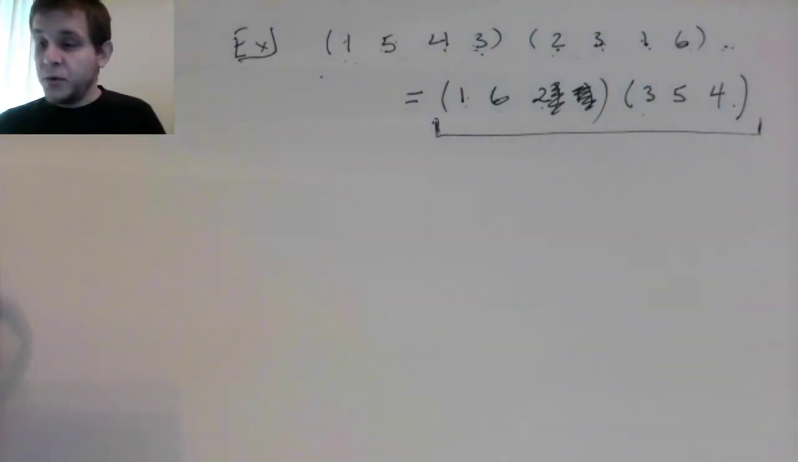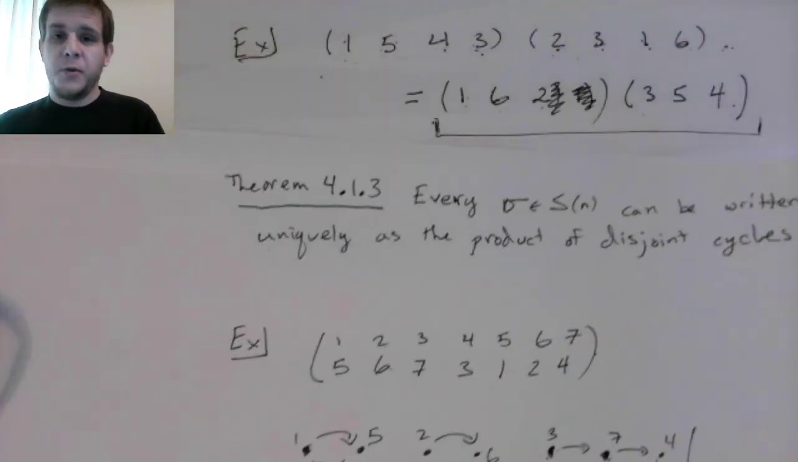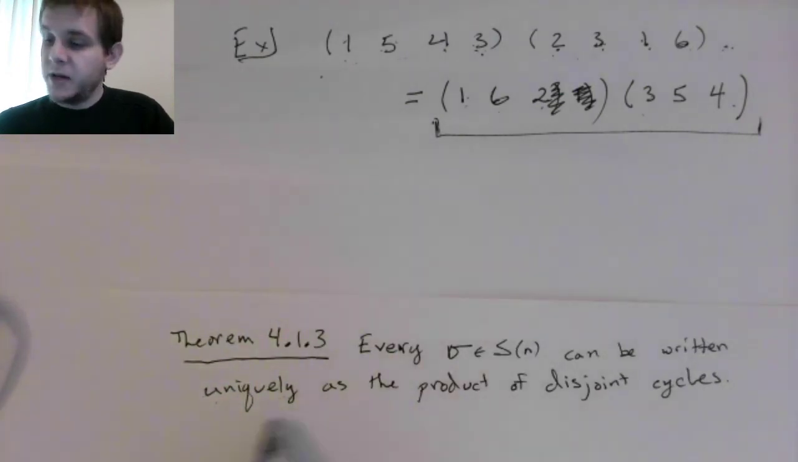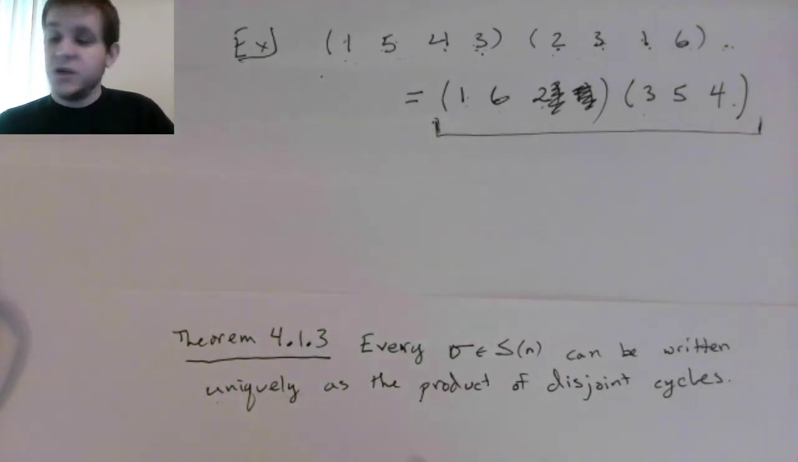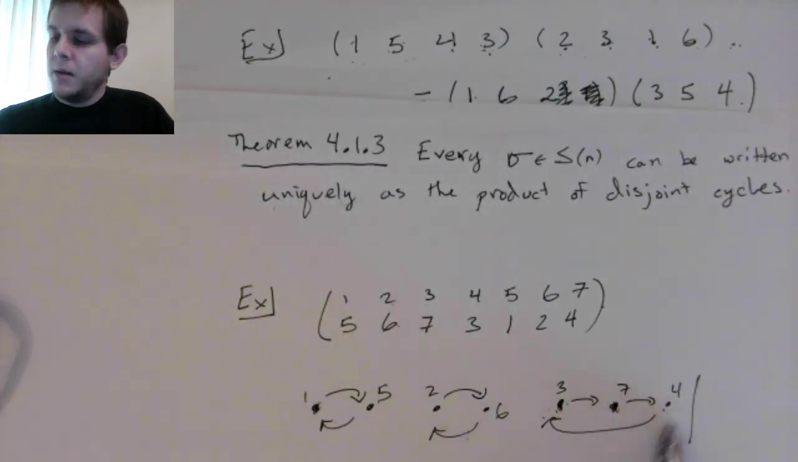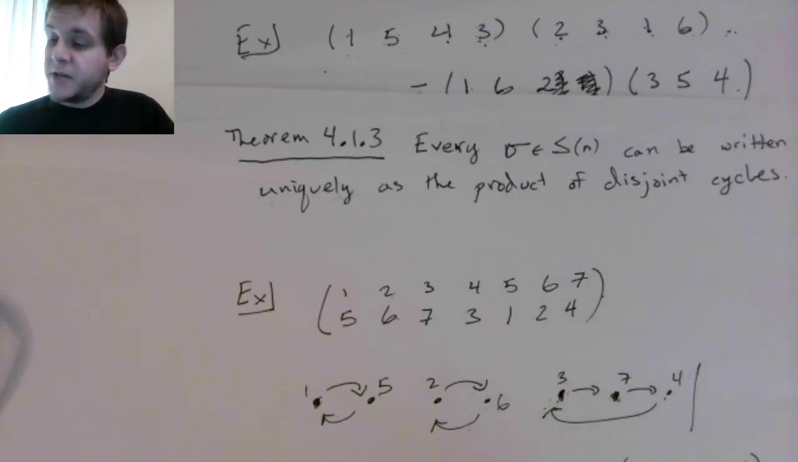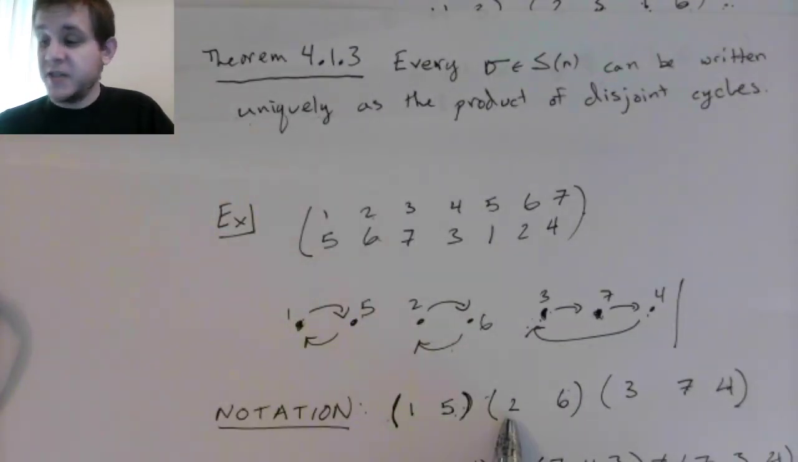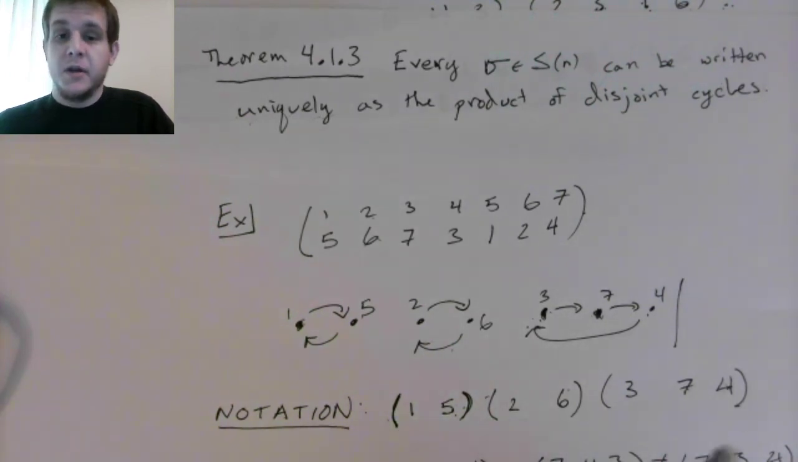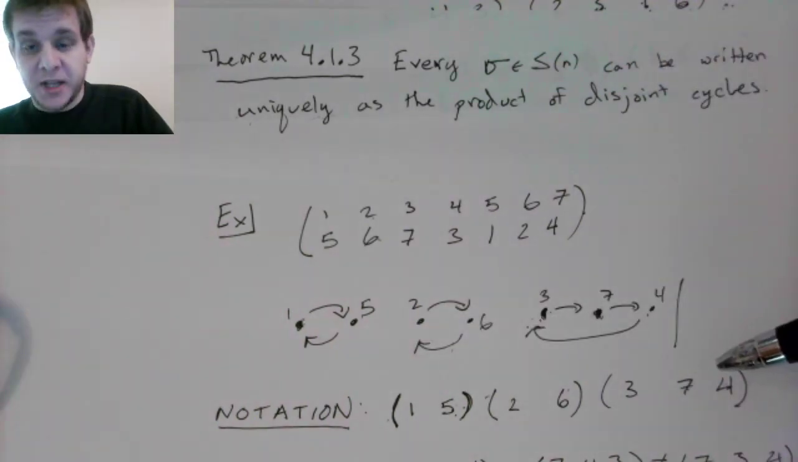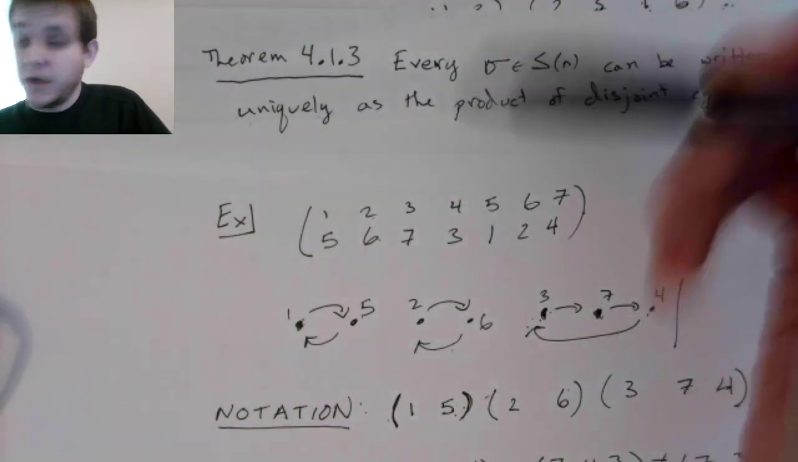So next time, we'll prove theorem 4.1.3, that every permutation can be written uniquely as the product of disjoint cycles. Uniquely here means that the cycles that appear are unique, but the base point, the first element of the cycle, is not determined. That's sort of an artifact of the notation. And the order in which I write the cycles isn't unique either, because they all commute once they're disjoint.